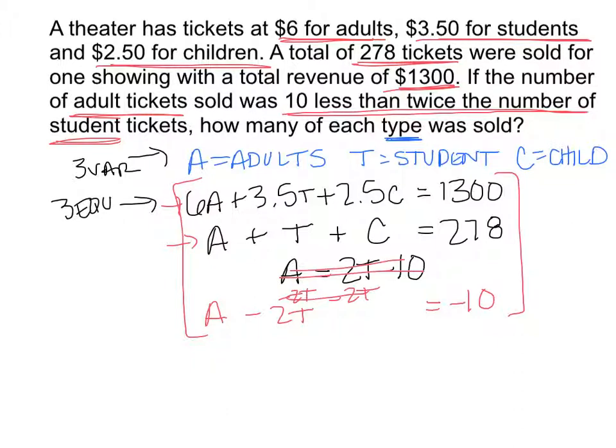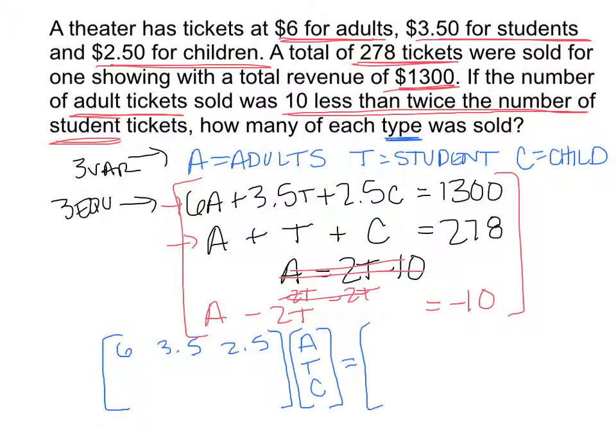So let's go ahead and do that now. Since everything's in the right order, I see that I have 6, 3.5, and 2.5 as my coefficients in the first matrix. Now, this order that I determined was that it was going to be A, and then T, and then C. So my variable matrix needs to be in that order too. Now for the second, I'll go ahead and do the result while we're thinking about it.